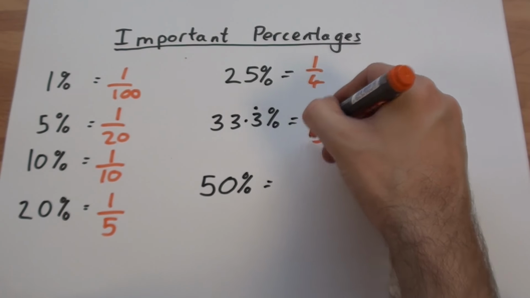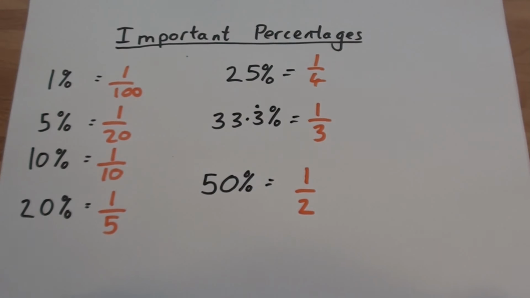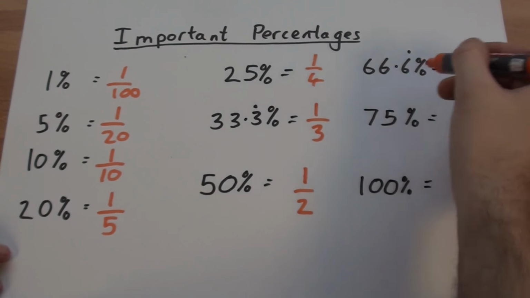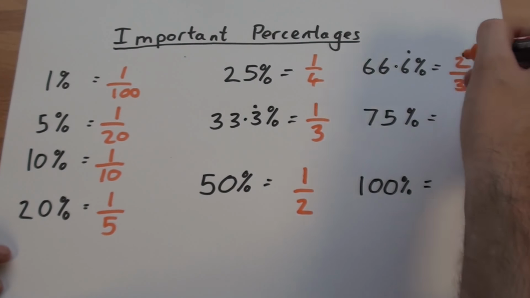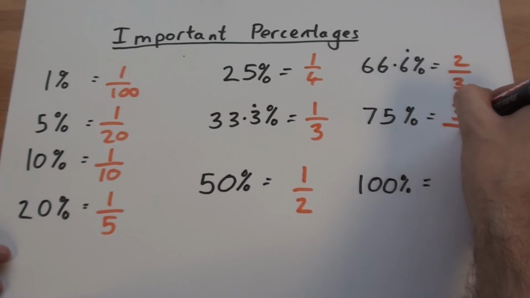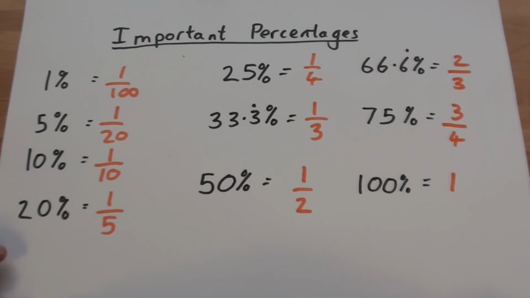33.3 recurring, and that dot above it does mean recurring, so the 3 carries on, is 1/3, and 50% would be half of what you're looking at. 66.6 recurring is 2/3, and 75% takes us to 3/4, with 100% being everything. So that's a whole, or 1.